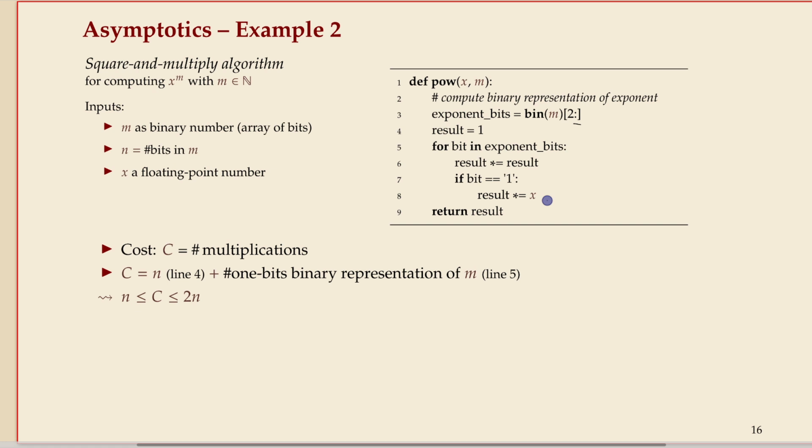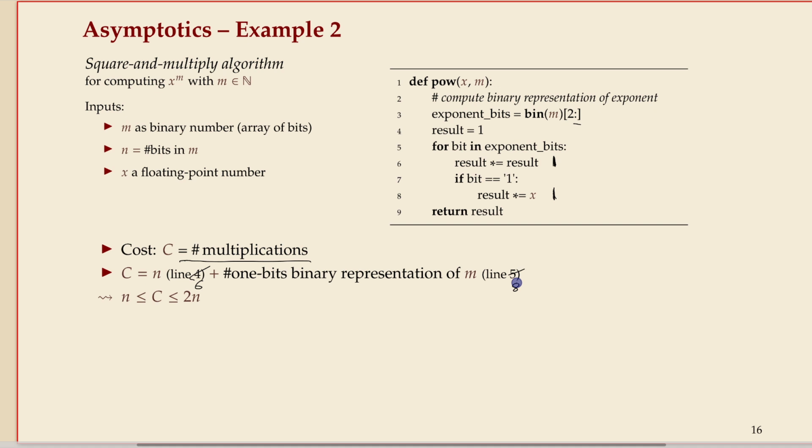OK, fine. How fast is it? Let's count the number of multiplications. So there's one multiplication happening in line 6 and one happening in line 8. I guess these line numbers have moved. So this should be line 6. This should be line 8.